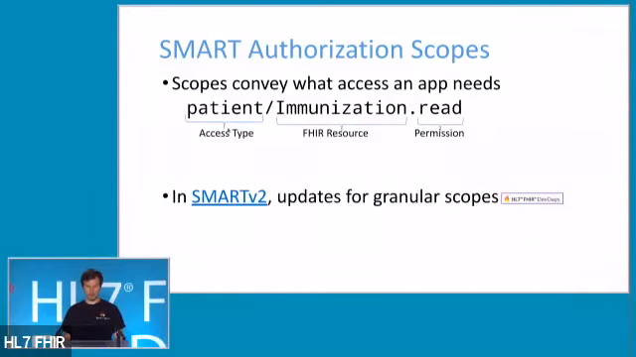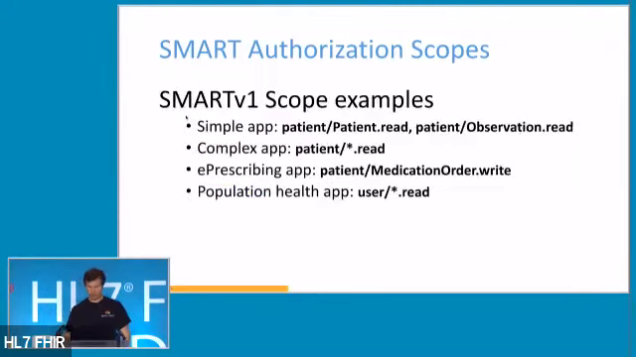I will put a forward pointer to the SMART v2 talk that we're doing later in the week. We are improving these scope languages. We're making them support finer-grained access, so you can say more specific things about exactly what you need and what you don't need. And this is important for promoting privacy and patient choice. We want to make sure people can grant just the access they need to grant. But for starters, and for most deployed systems today, the scopes will look like this.